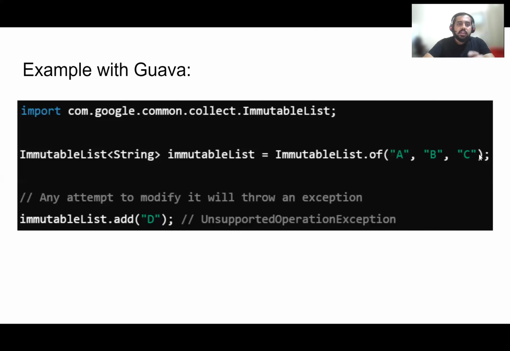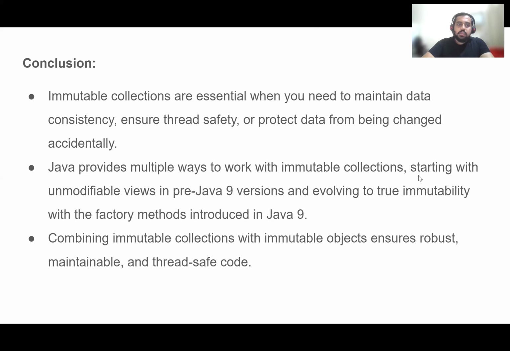Let's see one example, a Guava example. Here I just want to create an immutable list of ABC data. If I want to use a factory method, I could go with List.of. Otherwise, I could use Google Guava's ImmutableList. There is a method inside Guava, ImmutableList.of. Similarly, if I provide A, B, C, it will give me an immutable type of collection. When I try to add another data to it, I get an UnsupportedOperationException. So that's all about immutable collections.